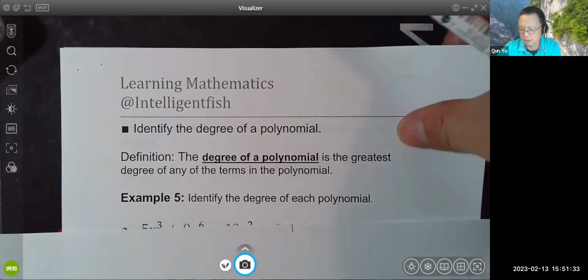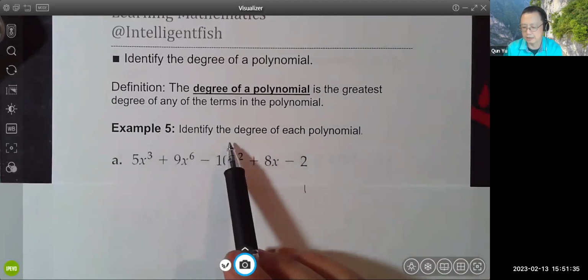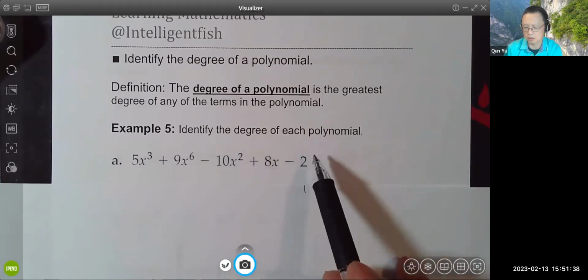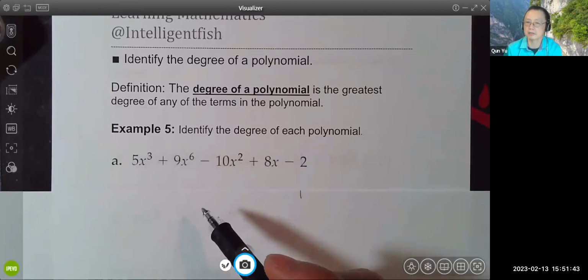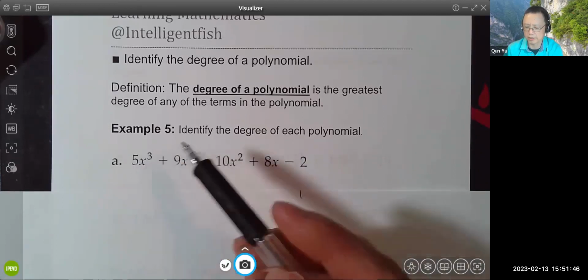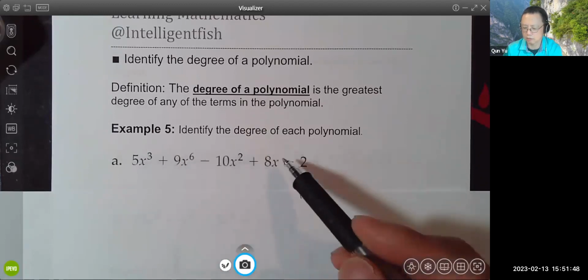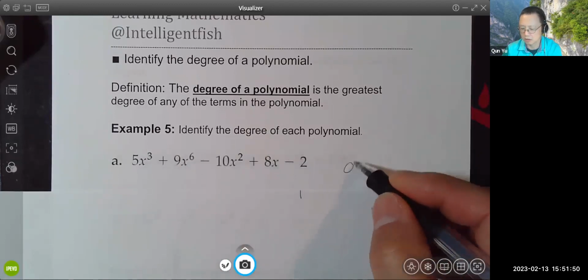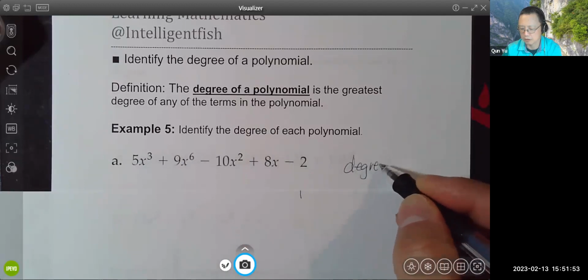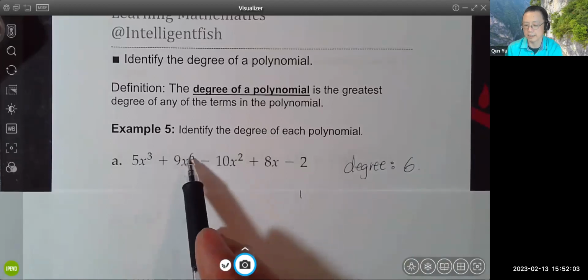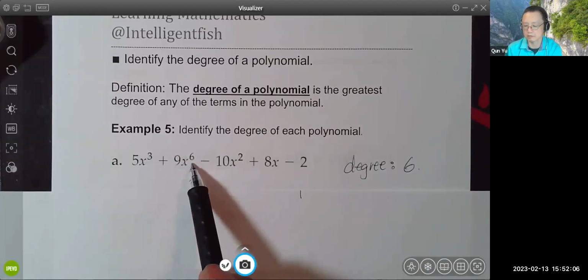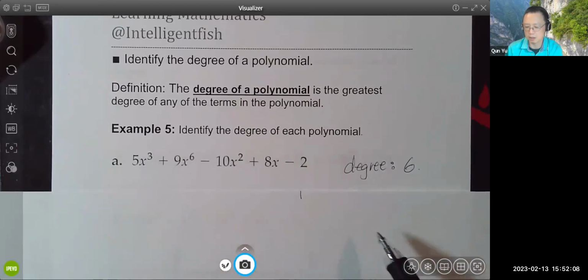So let's look at examples. Identify the degree of each polynomial. So this is the first one. We look at all of these monomials, we pick the highest degree. So this one is 3, this one is 6, this one is 2, this one is 1, this one is 0. So this is the degree of the polynomial, 6. 6 is the highest exponent. And we only have a one variable polynomial. We don't need to add any exponents. So this is my highest. So this is a degree 6 polynomial.